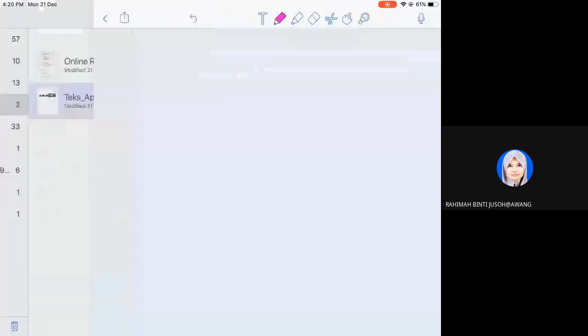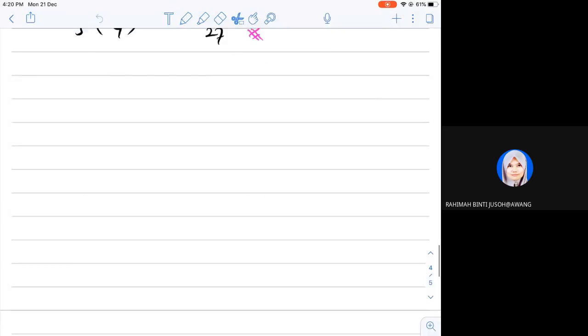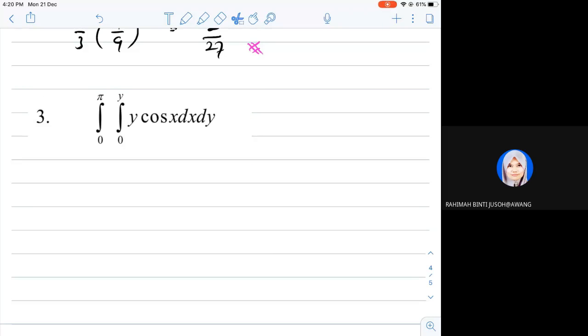All right, now let's take a look at question number 3. Okay, this question. Always bear in mind, if we want to sketch the region R, region R is from the limit. Just refer to the limit. Don't look at the function cos, because sometimes students make mistakes. They just sketch the graph of cos. This is not the graph. The graph is 100% from the limit. You have to bear in mind region R must be taken from the limit.